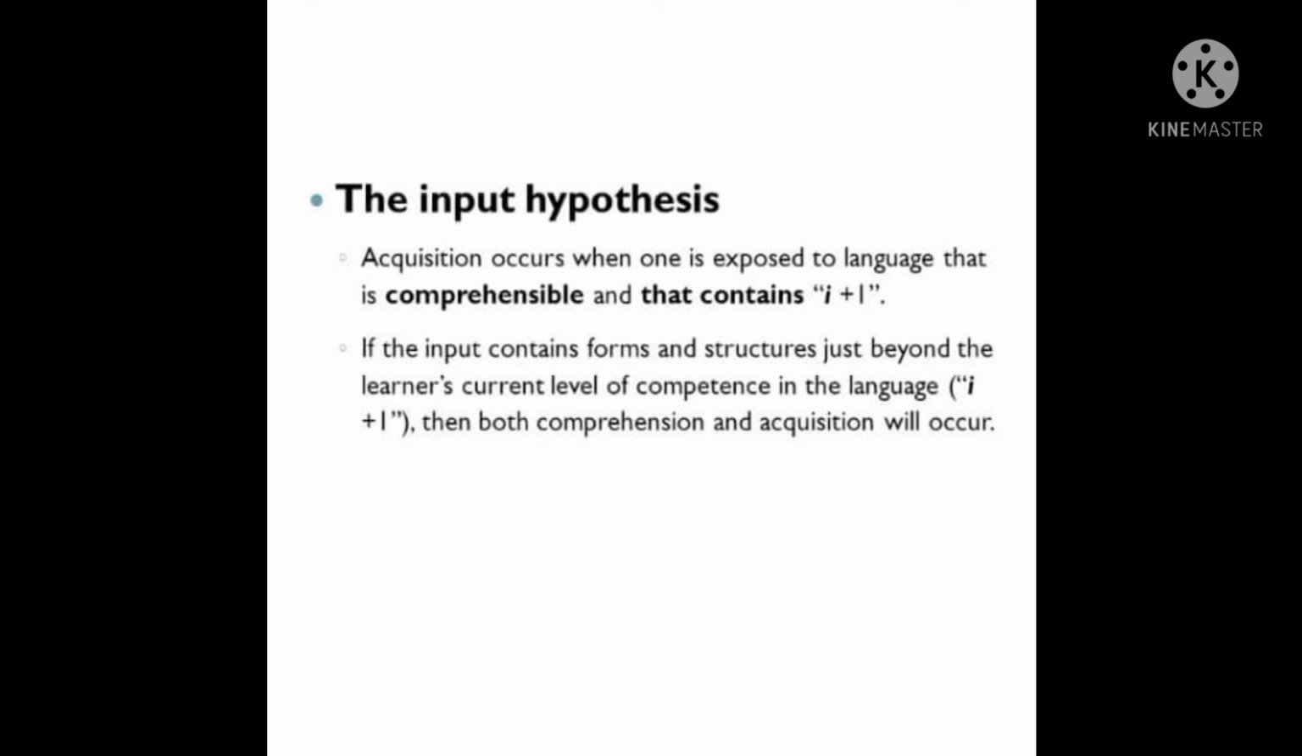The input hypothesis: acquisition occurs when one is exposed to language that is comprehensible, that contains i plus 1. If the input contains forms and structures just beyond the learner's current level of competence in the language, i plus 1, then both comprehension and acquisition will occur.